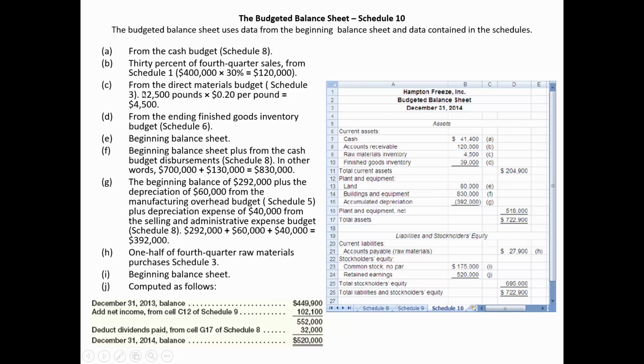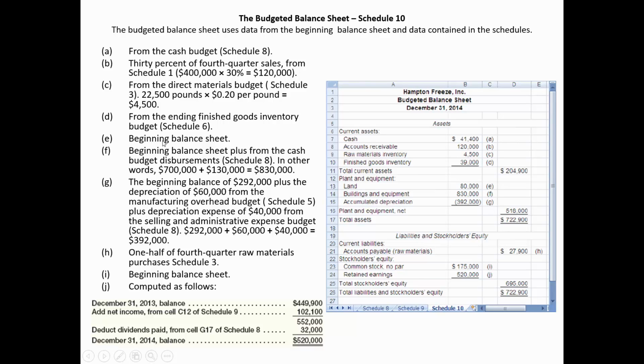Next, from the direct materials budget, Schedule 3, we know that we are going to have raw materials on hand of 22,500 pounds at 20 cents per pound, and so that's going to equal the value of our raw materials ending inventory of 4,500. Then from the ending finished goods inventory budget, Schedule 6, we see that our finished goods inventory, this was a calculation that was very complicated, so it was its own schedule, and that's the 39,000. So you've already calculated all of that on Schedule 6.